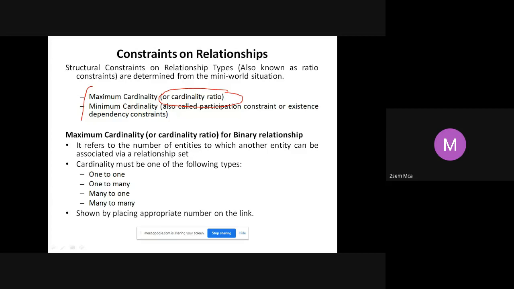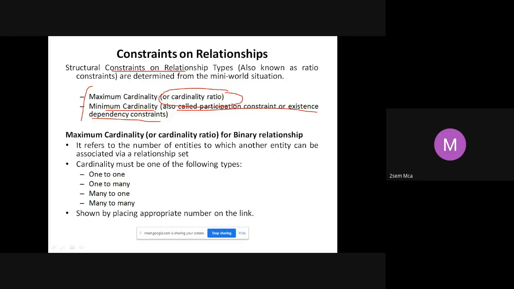Relationship constraints can be of two types. Maximum cardinality or cardinality ratio. And then we have minimum cardinality, which is also called participation constraint or existence dependency constraint. These are the several different names for minimum cardinality. Minimum cardinality is very important. We'll come to that. So there are two different types of relationship constraints. One is maximum cardinality, also called cardinality ratio. The other one is minimum cardinality, also called participation constraint, or existence dependency constraint.